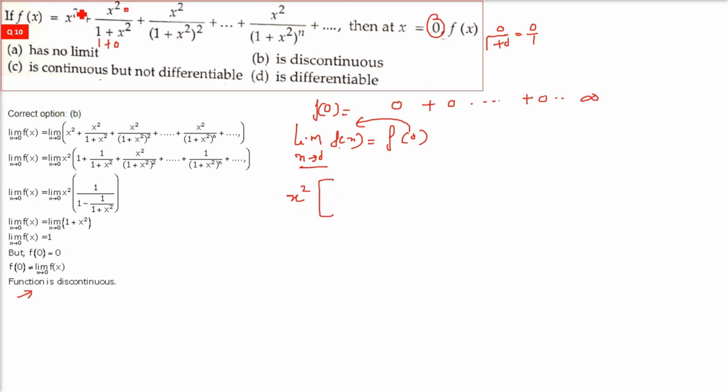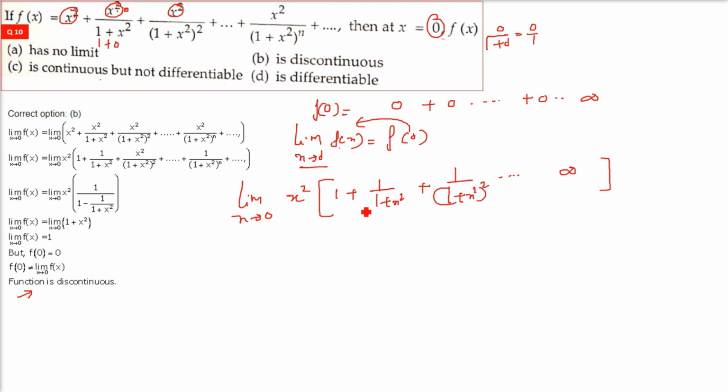I am taking x² common from this series. When I take x² common, what is remaining? 1 plus 1/(1+x²), then we have (1/(1+x²))², and this goes up to infinity. Right? Now I am applying the limit as x tends to 0.